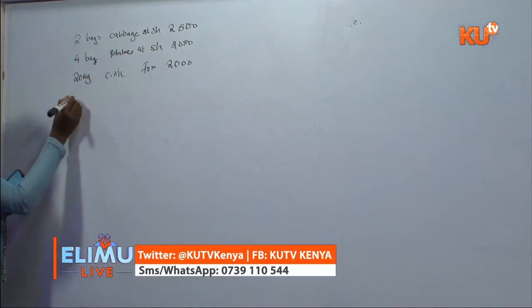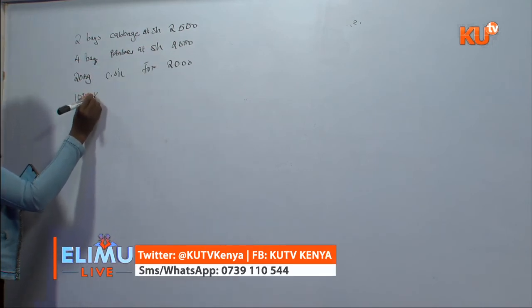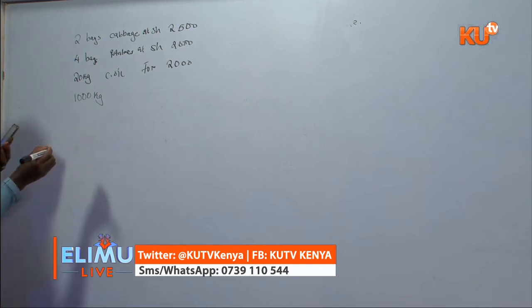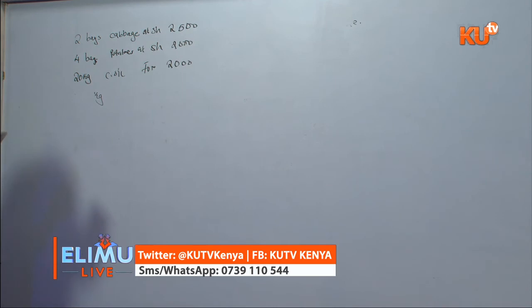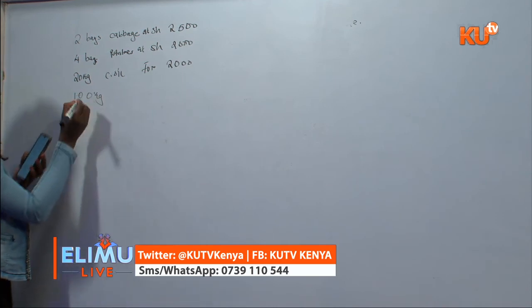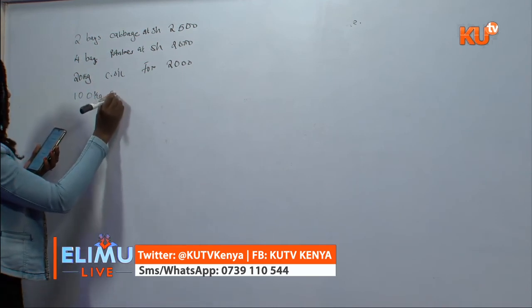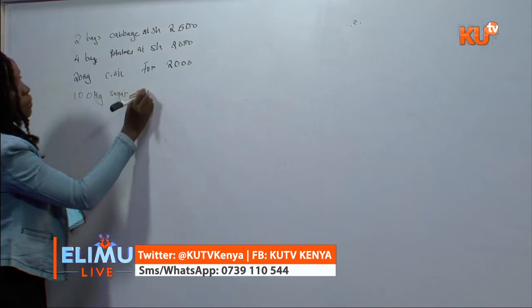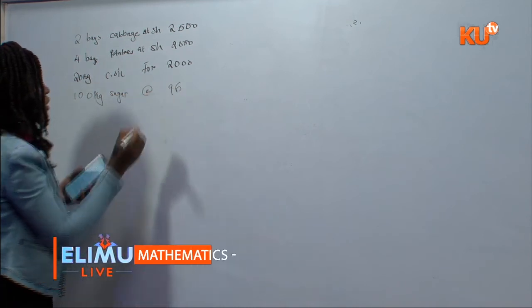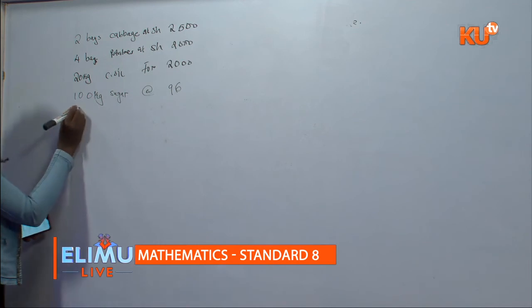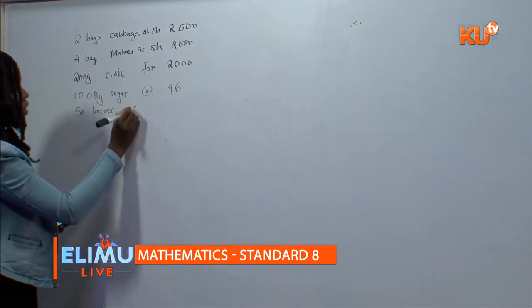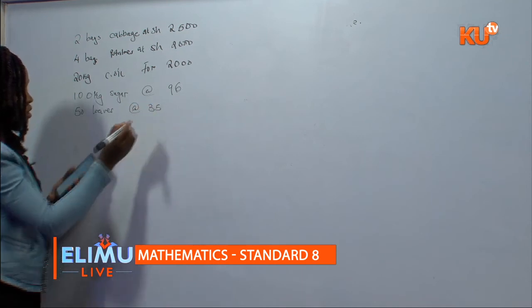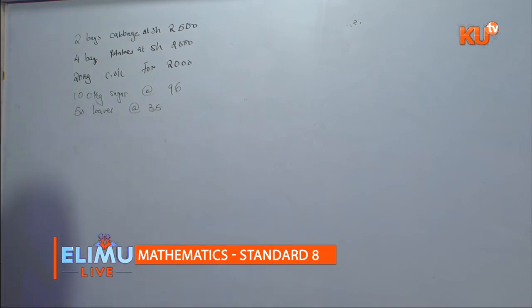And then we have 100 kgs of sugar, at 96 shillings, and then 50 loaves at 35 shillings. So you get the true amount of money that this person used.